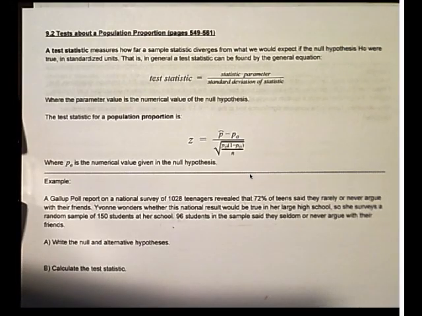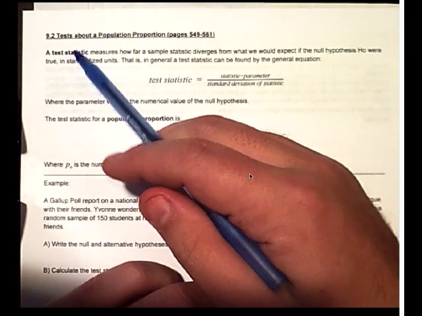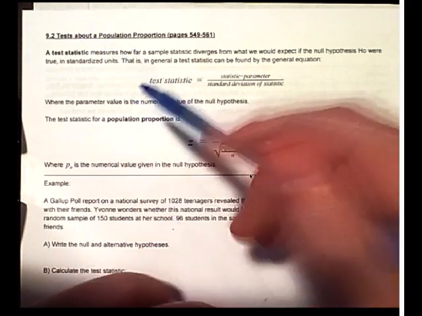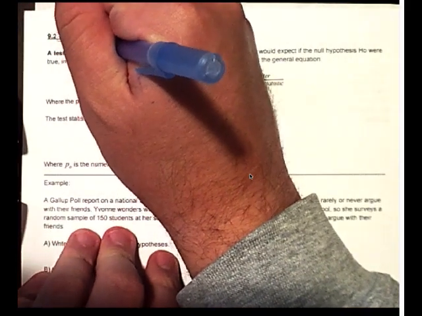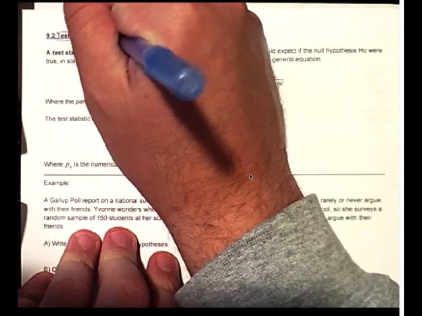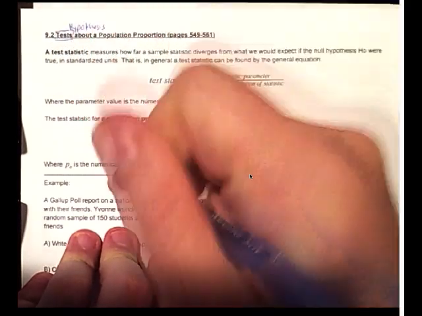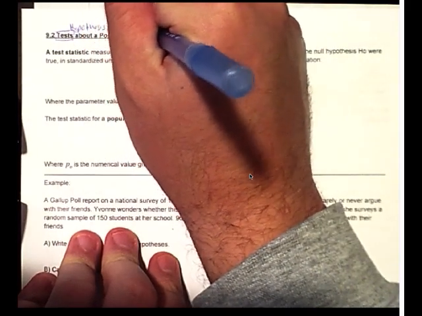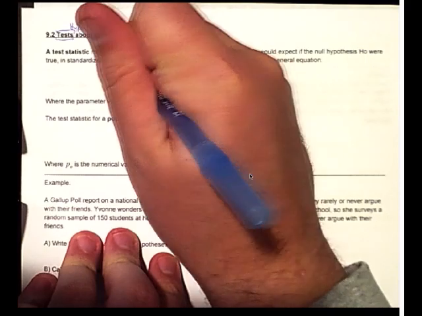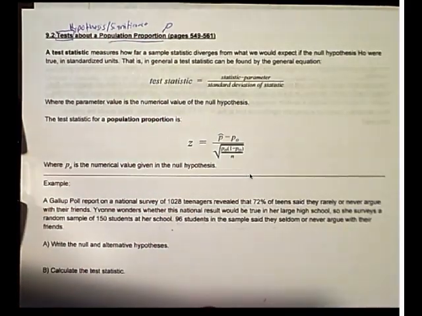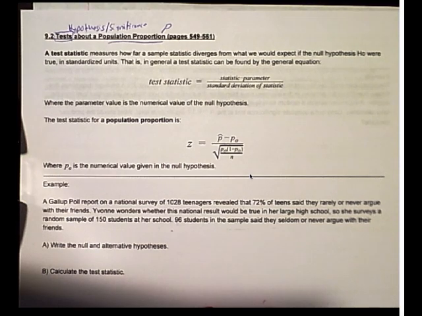Y'all, good evening. Tonight we're going to talk about 9.2, tests about a population proportion. So here we're going to talk about tests. When they say tests, they're talking about a hypothesis or a significance test about a population proportion, which again means rho. So let's see what it says here.